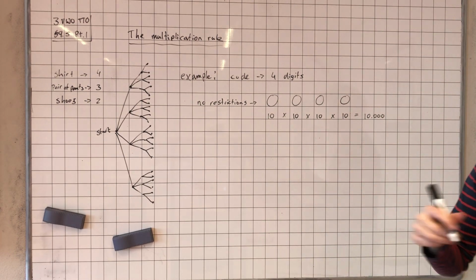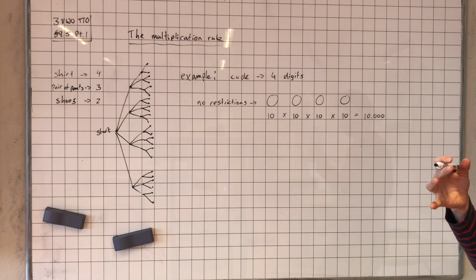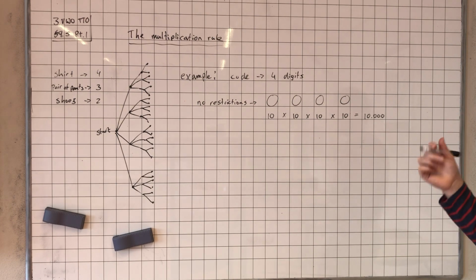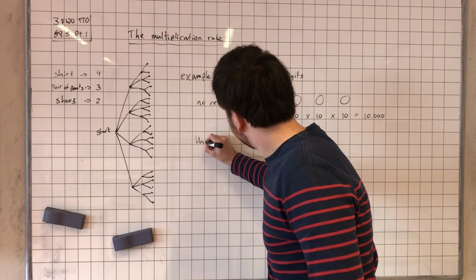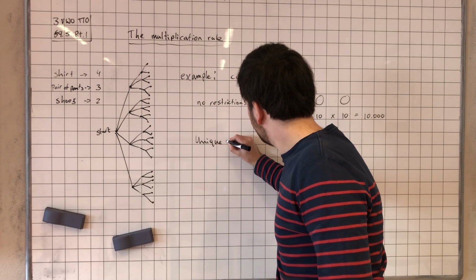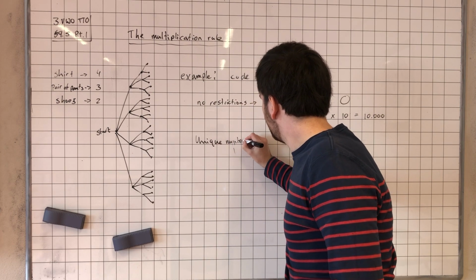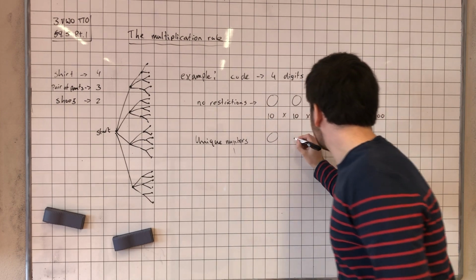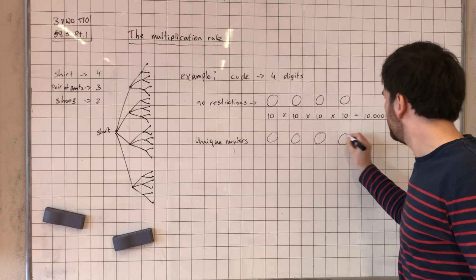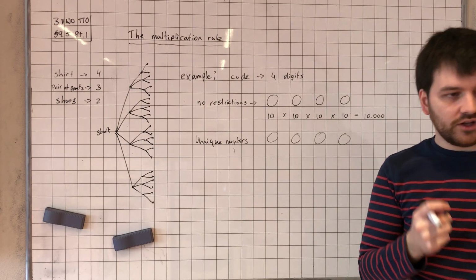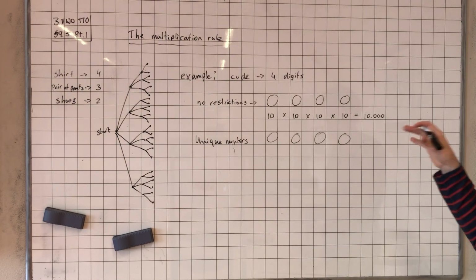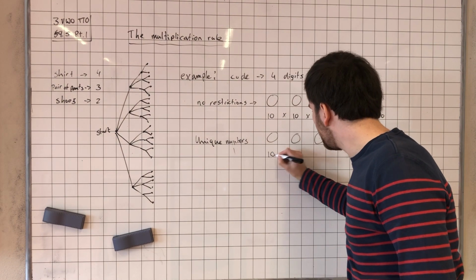What if there are restrictions? What kind of restrictions can you think of? For example, I only want to use unique numbers. Then I still want 4 digits. And for this first slot, nothing changes. I can still use every single number. So I have 10 options.